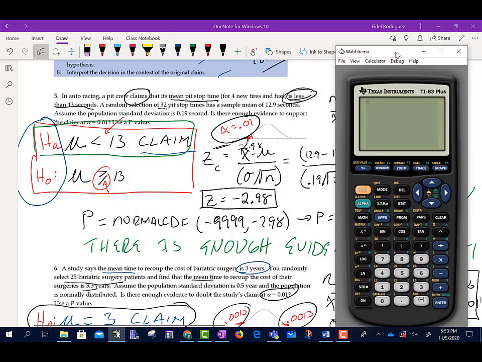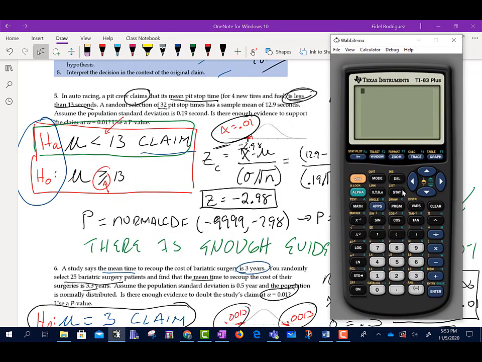Okay, and the first thing I'm going to do, I'm going to go to Stat, and I'm going to scroll over till I hit Tests. And because we are using the z-scores, I'm going to use a z-test, which is number 1. Okay, enter. And I'm going to go with stats here. Okay, so I'm going to make sure I'm on the stats feature. And the first thing is saying, what's my mean? Okay, and our mean in this case was 13, so I put 13 right here. Okay, and then what was our standard deviation? Our standard deviation was 0.19, so I put 0.19 here. And what was my x bar? My x bar in this case was 12.9. Okay, and our n was 32.